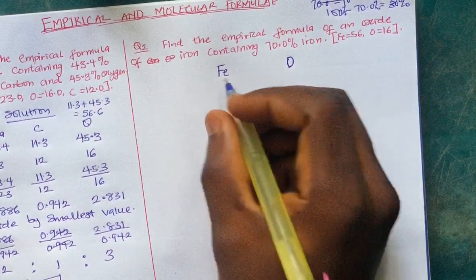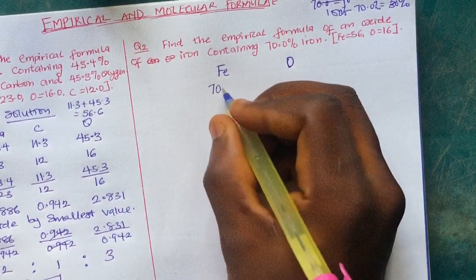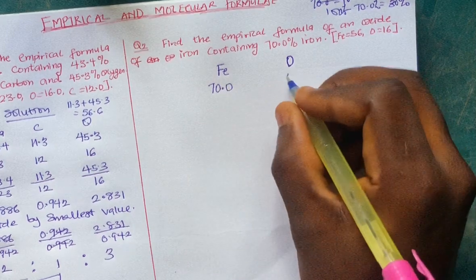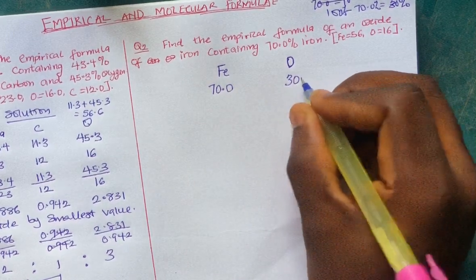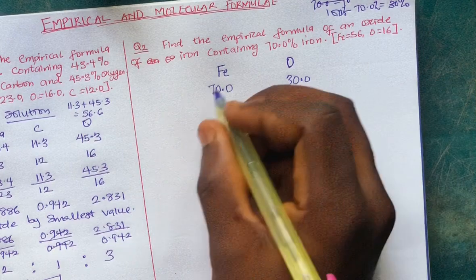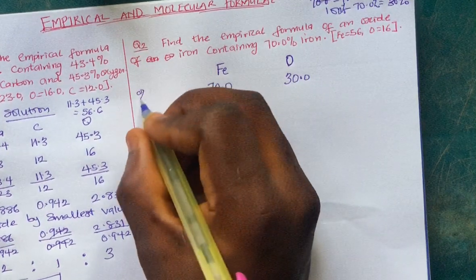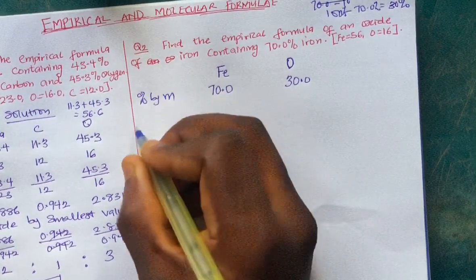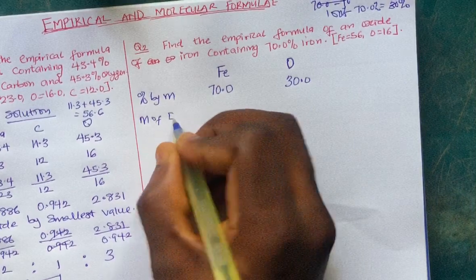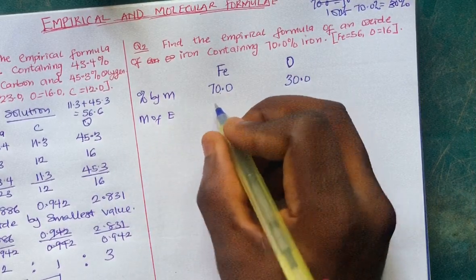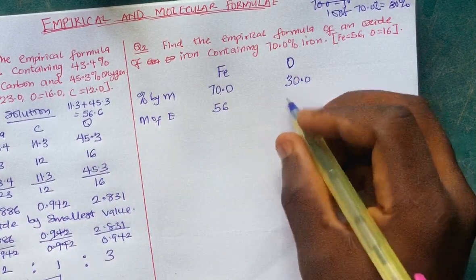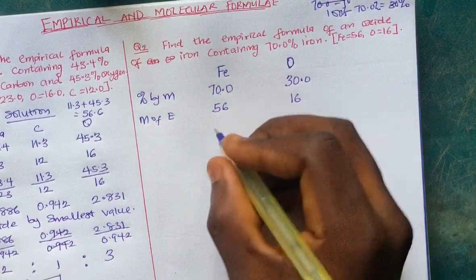In this case, you're having 70% of iron, 70.0, and also 30% of oxygen. This is the percentage by mass, and also we have the mass of elements. The mass of iron is 56, while the mass of oxygen is 16. So now let's find the ratio.